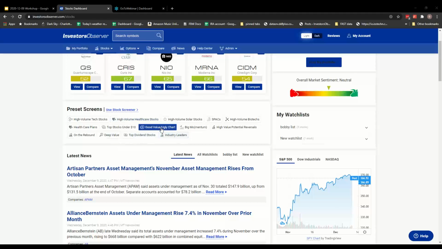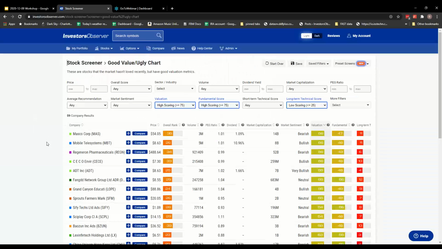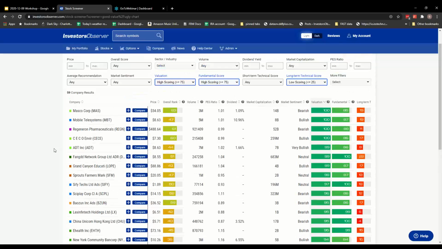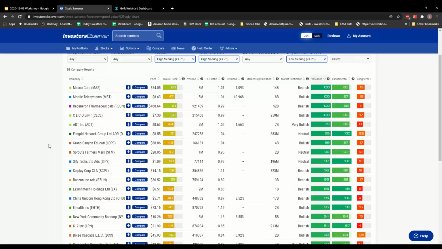But something like good value, ugly chart, deep value, those are the kind of things that longer term investors are typically looking for, right? These stocks are unlikely to double overnight, but they are, in most cases, pretty good companies that are, for whatever reason, undervalued. And so that's the sort of Warren Buffett, Ben Graham, long-term investing kind of strategy there.